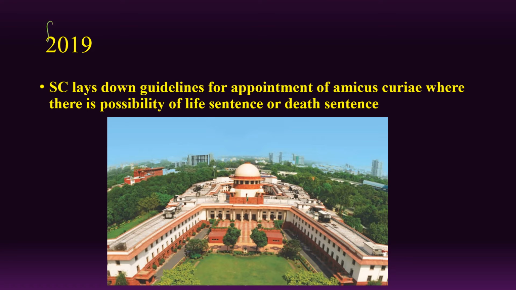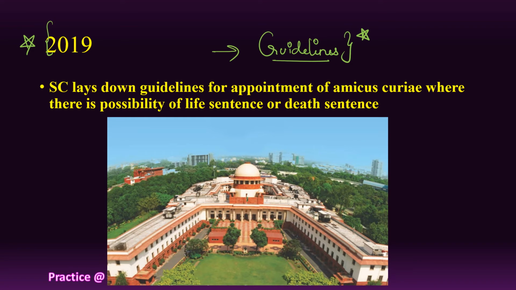A very important case we are going to discuss is in 2019, when the Supreme Court laid down the guidelines. What kind of guidelines were these? These guidelines were made for appointment of amicus curiae where there is possibility of life sentence or death sentence. Now, the Supreme Court noticed that where death sentence could be one of the alternative punishments, the court must be vigilant and see that full opportunity at every stage is offered to the accused.